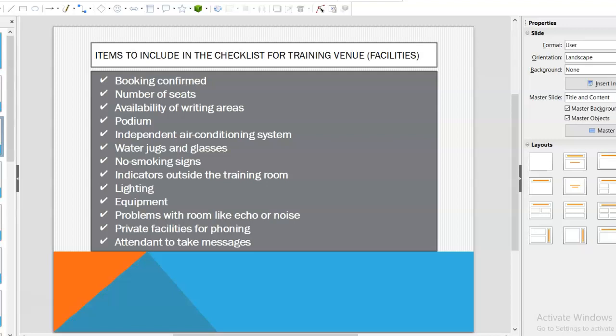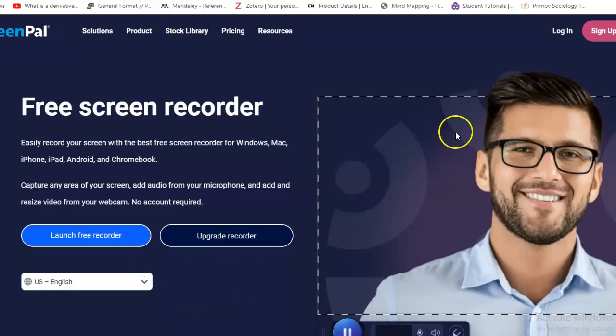Lighting and control equipment, problems with the room like echo or noise, private facilities for phoning, an attendant to take messages. Those are the items. Let us check how they can ask this in the exam. Let's check.